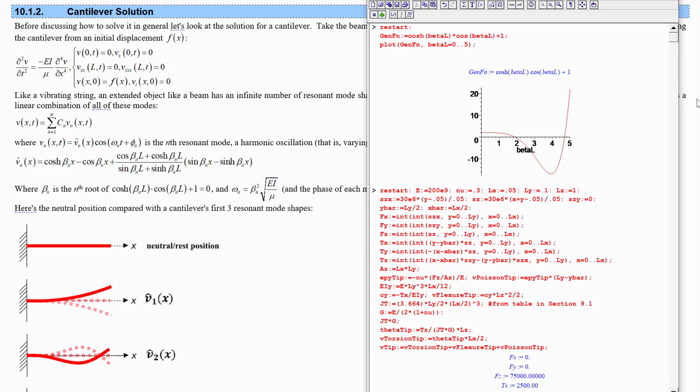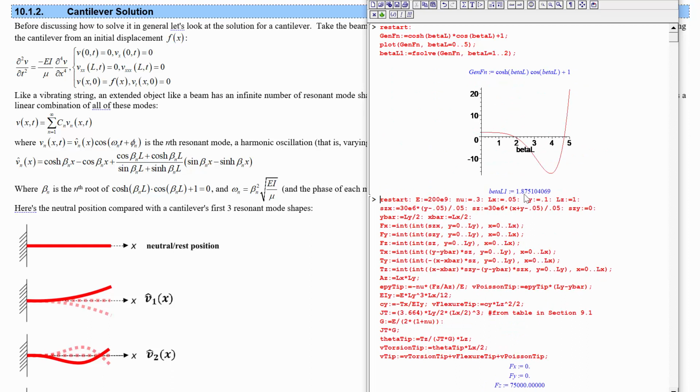So let's get that. We'll say beta L1 is equal to fsolve, generating function from beta L equals 1 to 2. And sure enough, it's 1.875 is the solution for this beta L. That's what we need for the first root of this function.